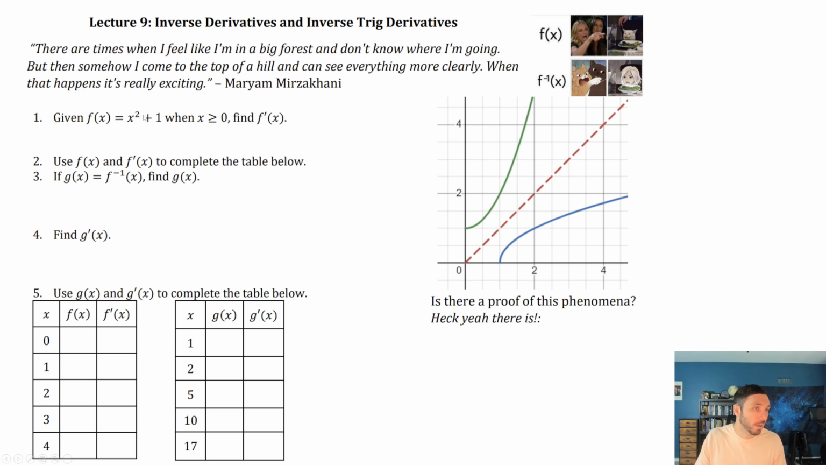All right, so we're starting with a warm-up thing here. If I'm looking at x squared plus 1, find the derivative. And then with that derivative, fill out the table over here. Find the point where the function exists for 0 through 4, and then same thing for finding the slope for 0 through 4.